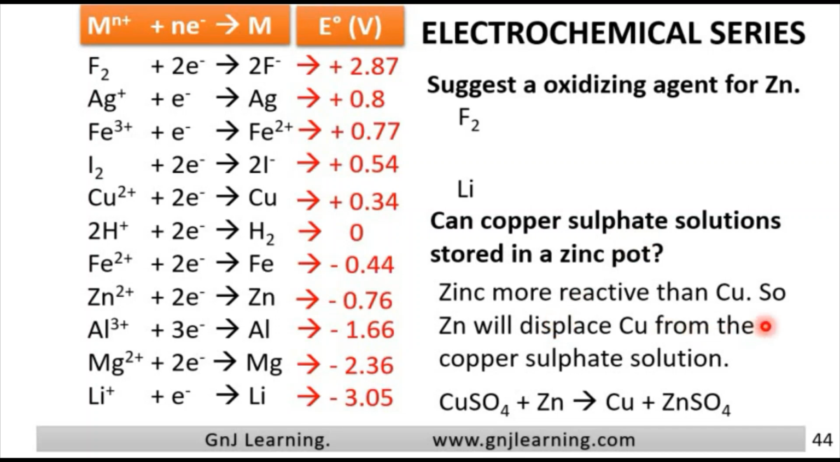Zinc is more reactive than copper. You can see it from here. Zinc is more reactive because it's below copper, and zinc will displace copper from the copper sulfate solution. The reaction is the Daniell cell reaction: copper sulfate plus zinc giving copper plus ZnSO4.